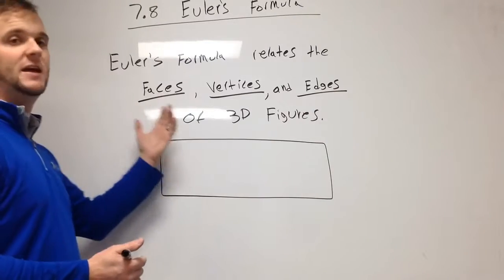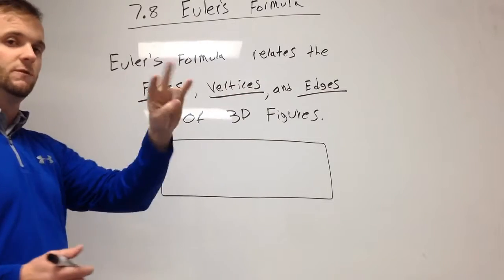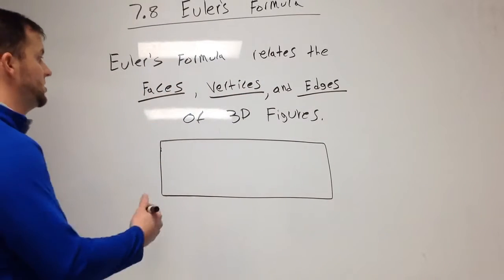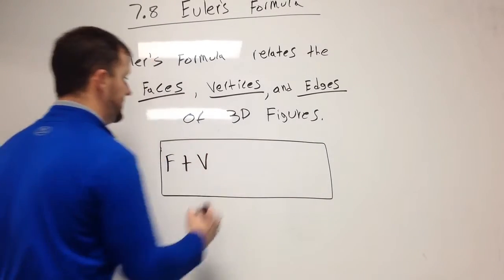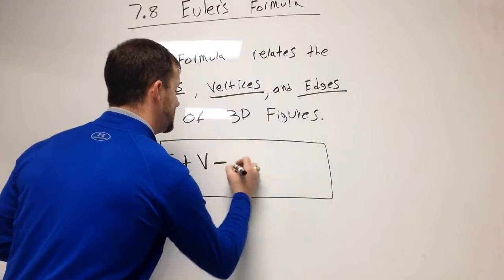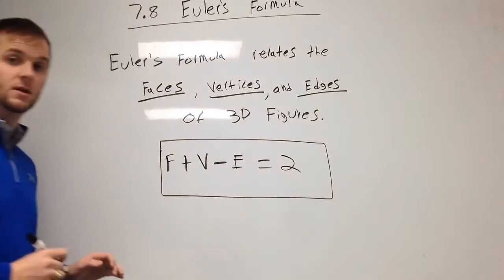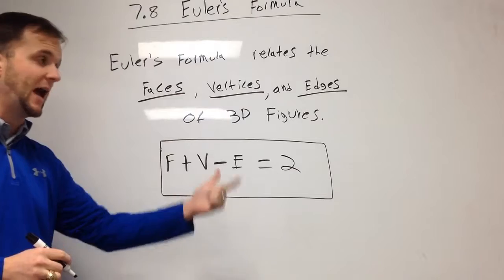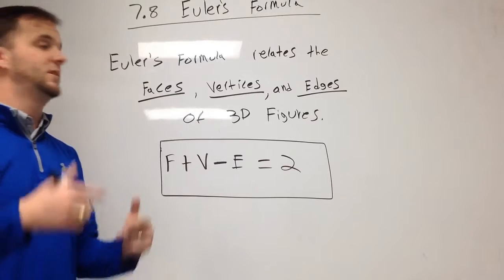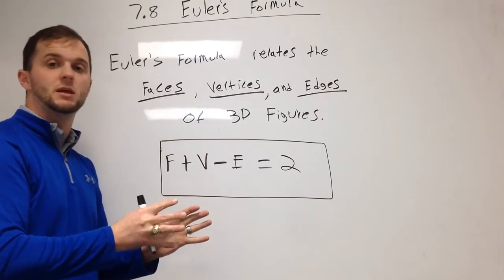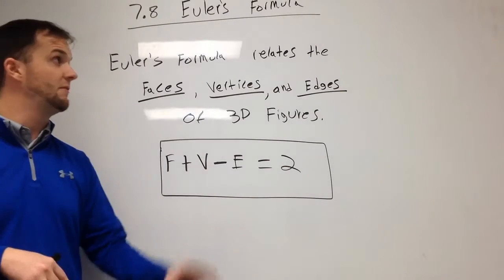So basically, if you know the faces and vertices, you can find the edges. If you know the vertices and the edges, you can find the faces. So if you know two of them, you can find the third. And this equation is the faces, F, plus the vertices, V, minus the edges, E, is always going to equal 2. So if I took the faces and the vertices, added those together, then subtracted the number of edges, it's always going to equal 2. So with any 3D polyhedron, we can use this formula and find any one of these to help us out.